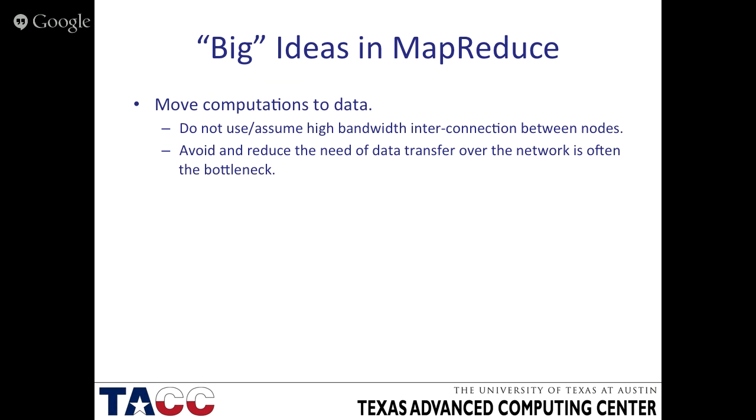So first, one of the big ideas in the MapReduce model is to move the computation to the data. It doesn't assume there is a high bandwidth connection between your data and the storage resources. By doing so, it assumes the data is local to the processing, in order to avoid and reduce the need to transfer data over the network.